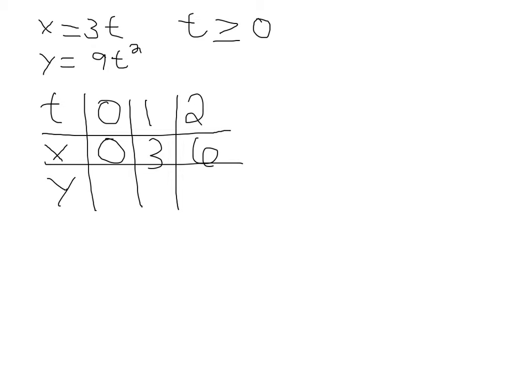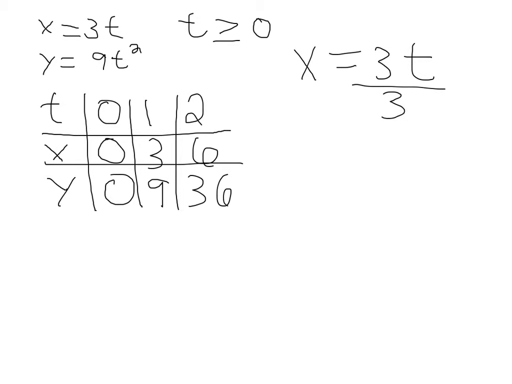So 0 squared times 9 is 0. 1 squared times 9 is 9. And 2 squared times 9 is 36. So now we're going to manipulate the x equation to get t alone. So you have x equals 3t. And to isolate t, you just divide each side by 3. So t equals x over 3.